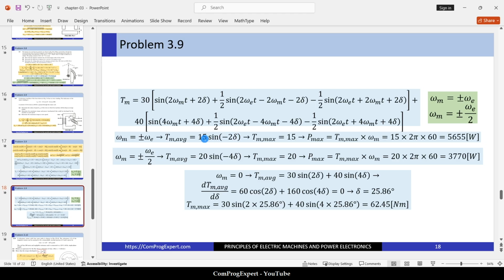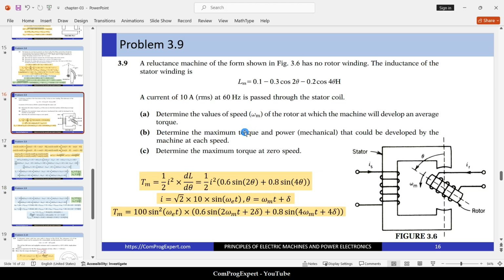What is the maximum torque? Maximum torque is this one, 15 Newton meter. And also we can calculate the maximum power. In this case, the maximum power is equal to torque times omega m, the mechanical angular speed, not the electrical one, when we are going to calculate the mechanical power. Okay, that is equal to 5655 watts. So also let me write 0 here.